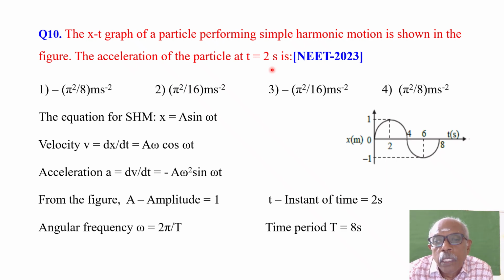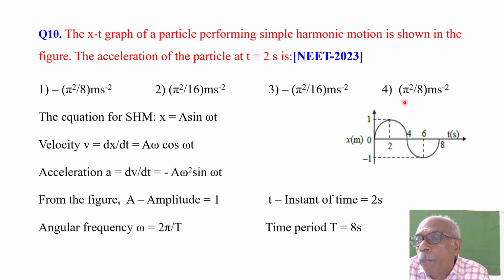Option 1, minus pi square by 8 meter per second square. Option 2, pi square by 16 meter per second square. Option 3, minus pi square by 16 meter per second square. Option 4, pi square by 16 meter per second square.